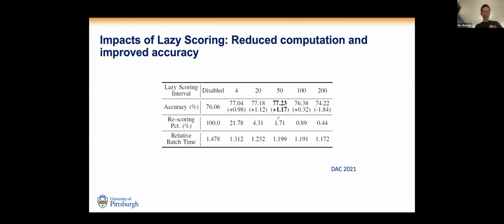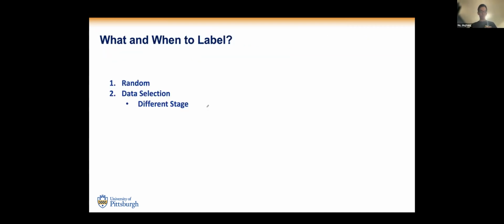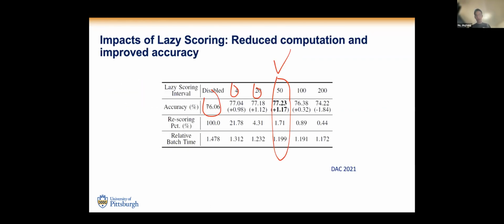And the lazy scoring can also reduce the computation overhead. And then, more interestingly, we tested different lazy scoring intervals. Most interestingly, we find that an interval t equals 50 can give you the highest accuracy, even higher than disabling the lazy scoring. Right.